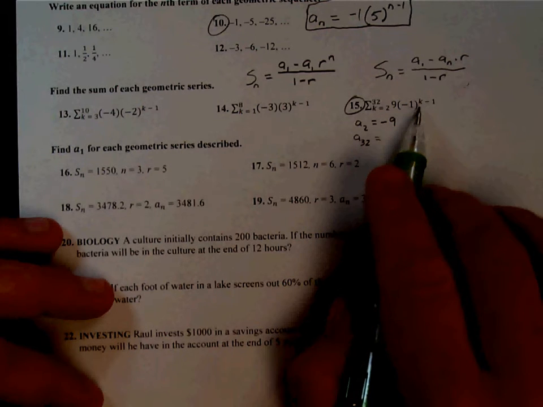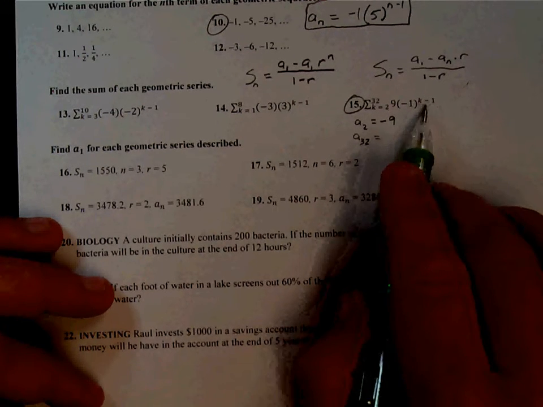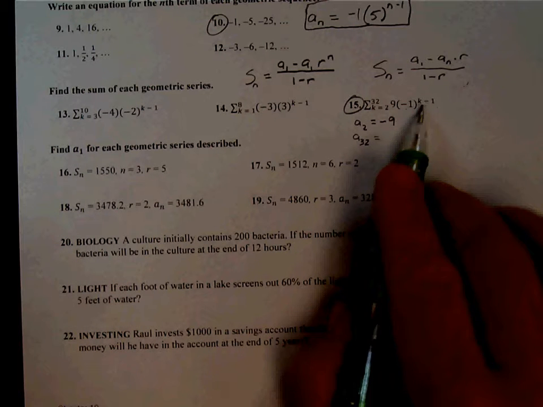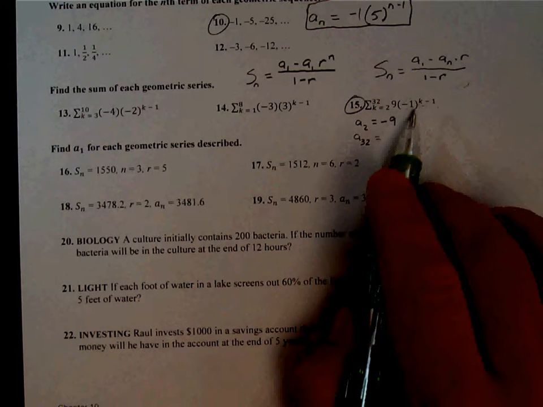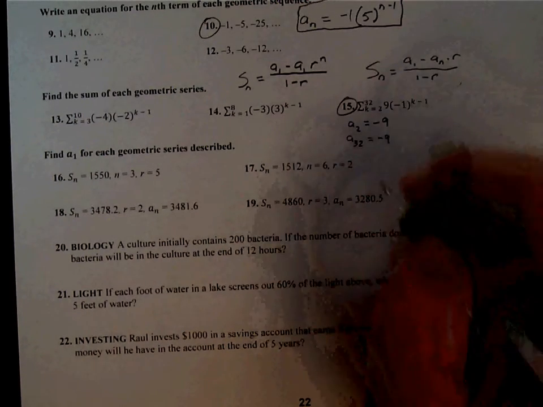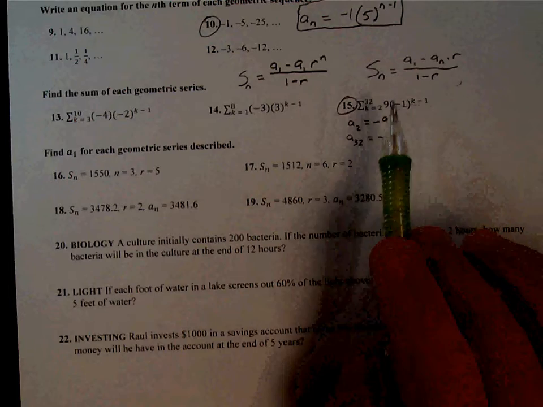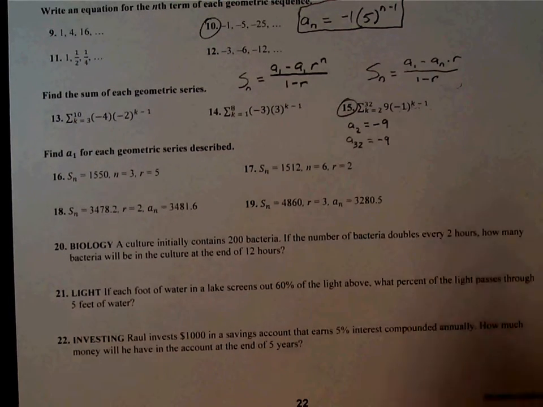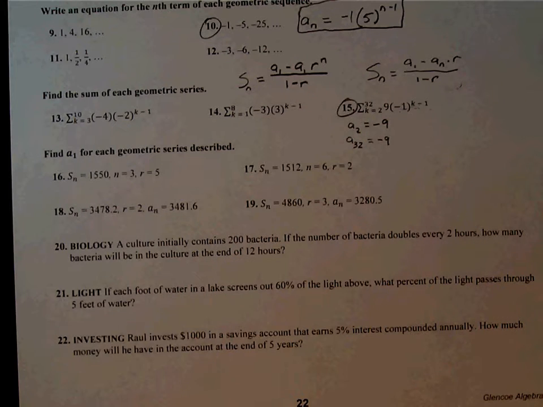So plug in 32. 32 minus 1 is 31. Negative 1 to the 31, since it's to the odd power, is going to be negative 1. So I have 9 times negative 1, which is negative 9 again. What's happening here is that we're multiplying by negative 1, so it goes negative 9, positive 9, negative 9, positive 9. It's just alternating, is all that's happening on this problem. Kind of a weird sequence or series.